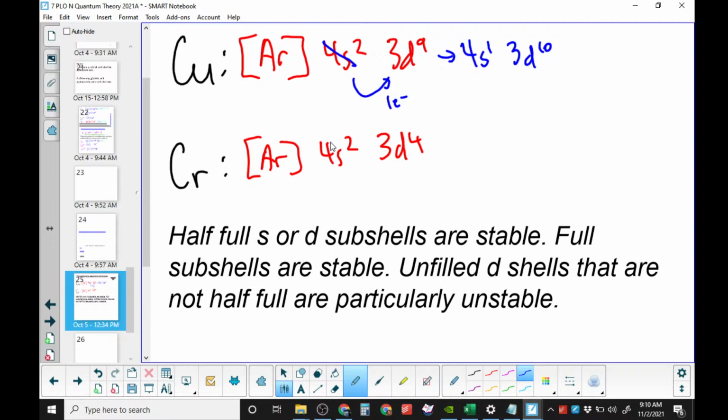Same for this one. One electron goes over, and you get 4s1 3d5.